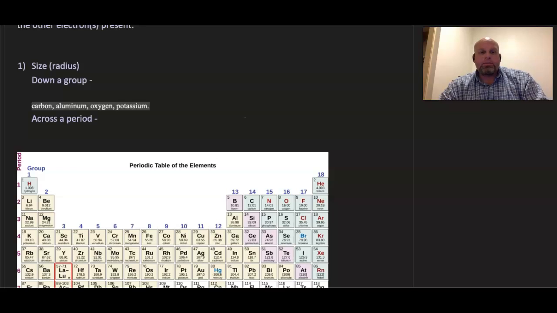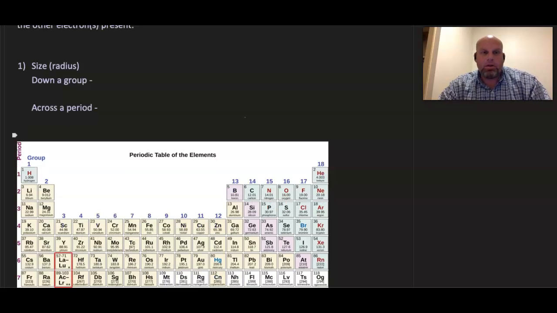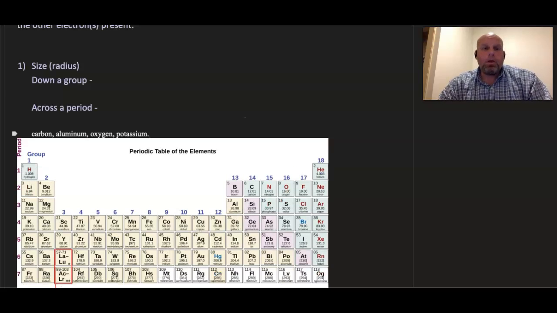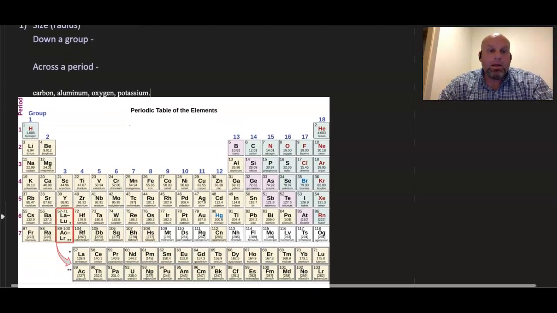All right, so let's talk about the trends down a group and across a period. I have some examples here that we will look at in a second. Down a group, the big change that's occurring is that I'm adding energy levels. As we look at our periodic table, the numbers of the energy levels 1 through 7 are down the side. So as I transition down a group, I'm adding a new energy level.